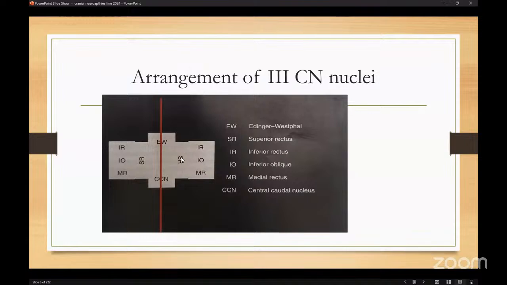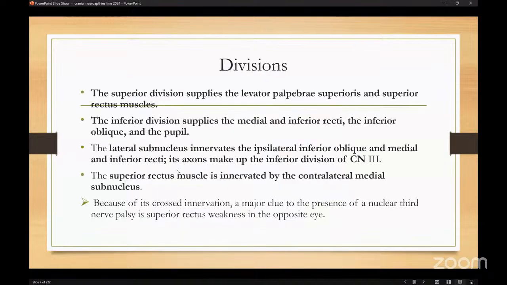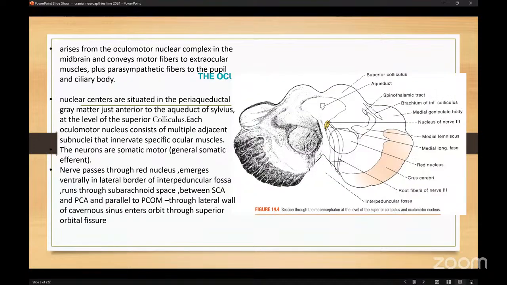The superior rectus medial subnucleus is contralateral, supplying the opposite side superior rectus, whereas the central caudal nucleus is for bilateral levator palpebrae superioris. These subnuclei are just anterior to the periaqueductal gray matter. The nerve passes through the red nucleus and emerges ventrally in the lateral border of the interpeduncular fossa.